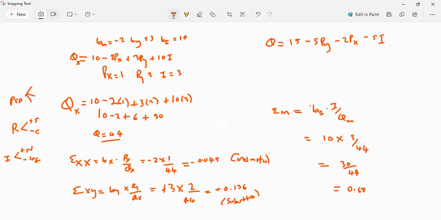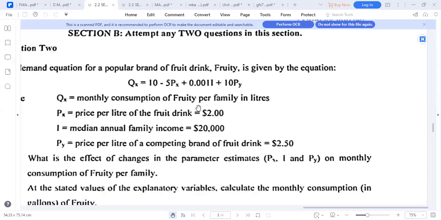All right. So let's go to our exam question now. The demand for a particular brand of fruity drink is given as follows. So what is the effect of the parameters Px, I, and Py? Those parameters you're seeing there, I was trying to explain them with the numbers. What is the effect of these parameters? So number one, the effect is as follows.